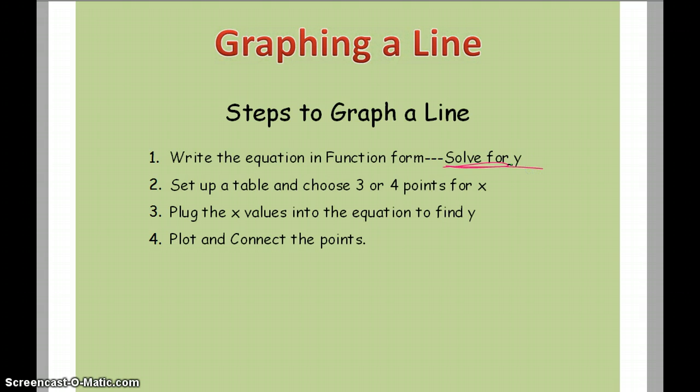The next thing we're going to do is set up a table and choose 3 or 4 points for x. Then we're going to plug the x values into the equation and find out what y is. After we do that, we have an x and a y, so we're going to plot and then connect the points.